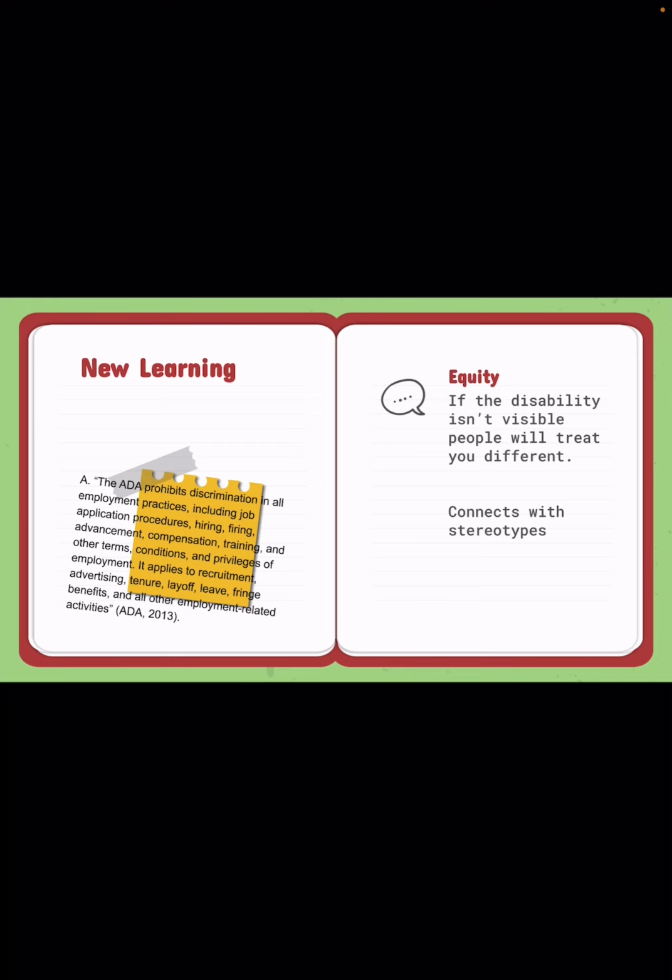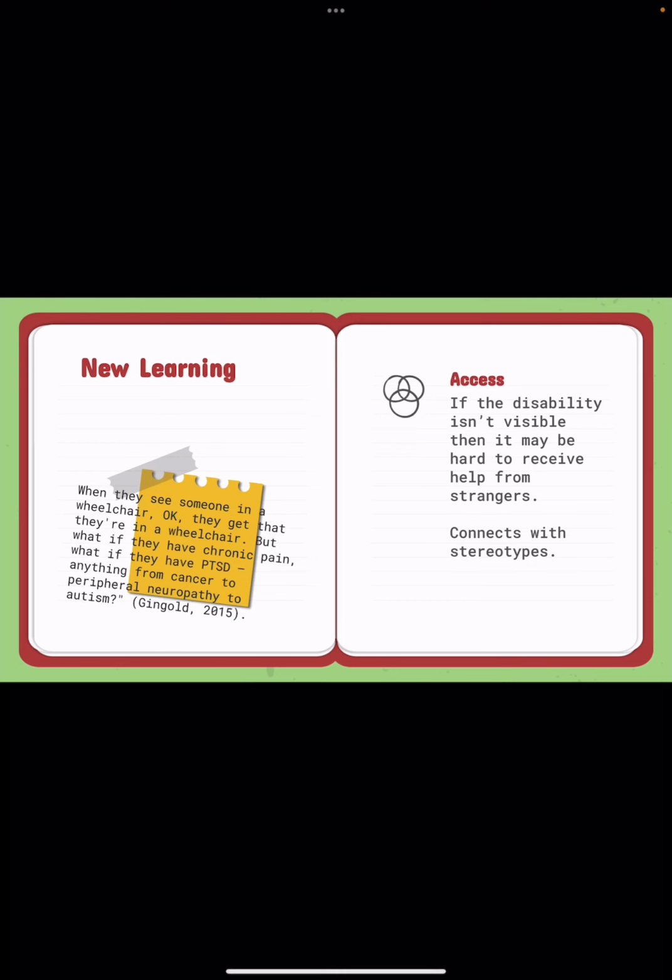And this is a quote that I grabbed from the Americans with Disabilities Act article, and it's about discrimination within the workplace and jobs and all of that. And then also going with access is kind of similar to the last slide: if the disability isn't visible, then it may be hard to receive help from strangers.